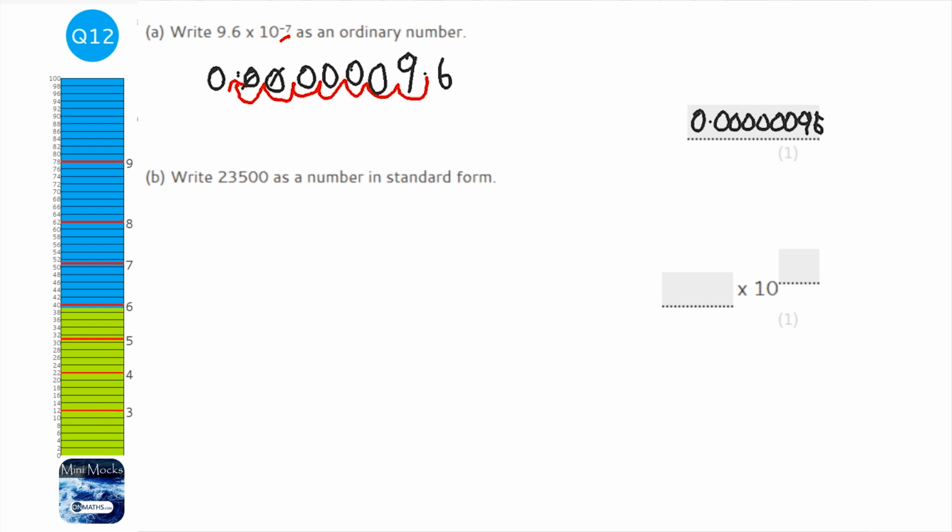So 1, 2, 3, 4, 5, 6. And we've got 1, 2, 3, 4, 5, 6. Perfect. Now to make a number standard form, write the number out, 2, 3, 5, 0, 0.